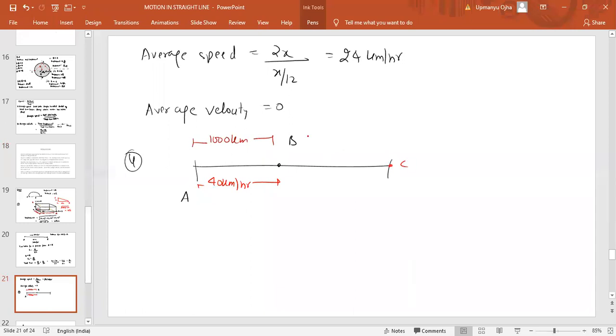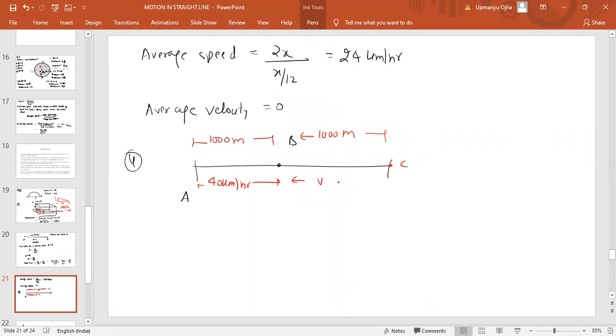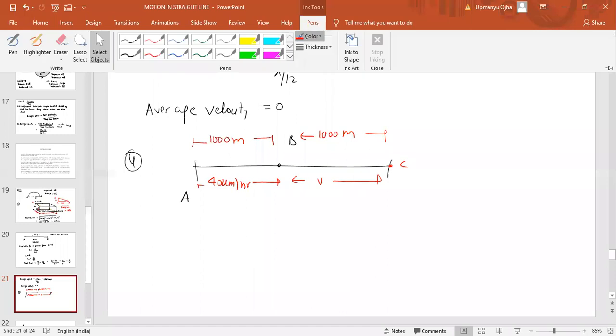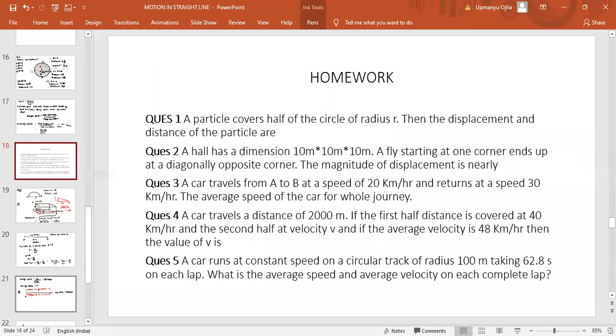Then from B to C, it has covered a distance of 1000 meters, not kilometers, it is meters. And the speed is V. The average velocity they have given to us is 48 kilometers per hour. Okay, fine. You have to find the v.